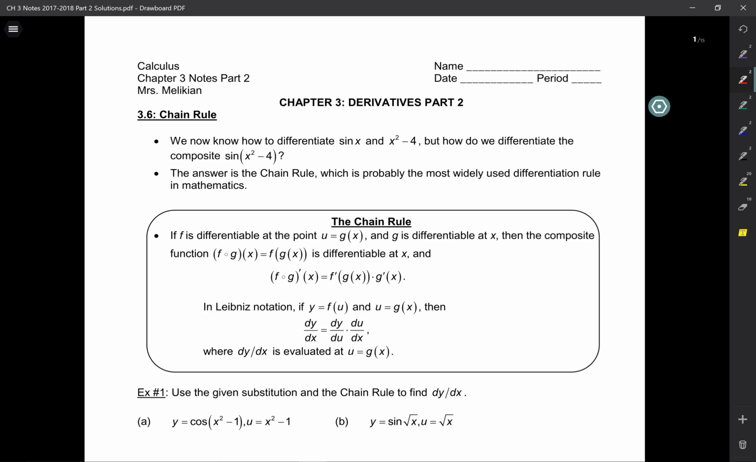So as I mentioned, we know how to differentiate something like sine of x. We know how to differentiate something like x squared minus 4. But what if we have the composite function? If this was f of x and this was g of x, and I wanted to create f of g of x, that would be sine of x squared minus 4. That we don't know how to differentiate. We don't know how to take a derivative of that one. But we will today using the chain rule.